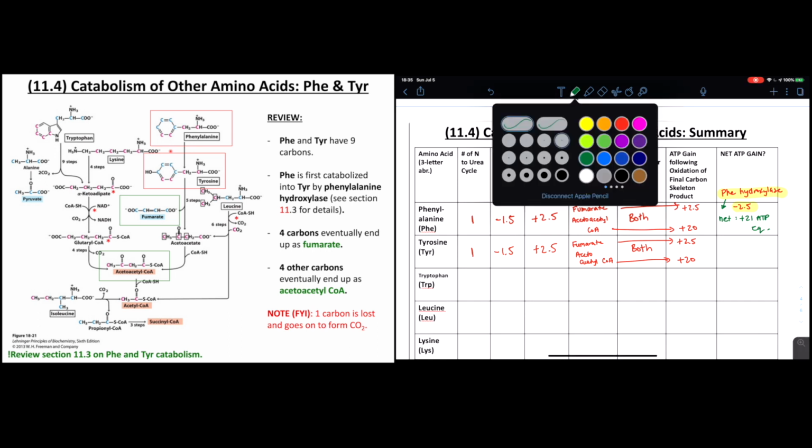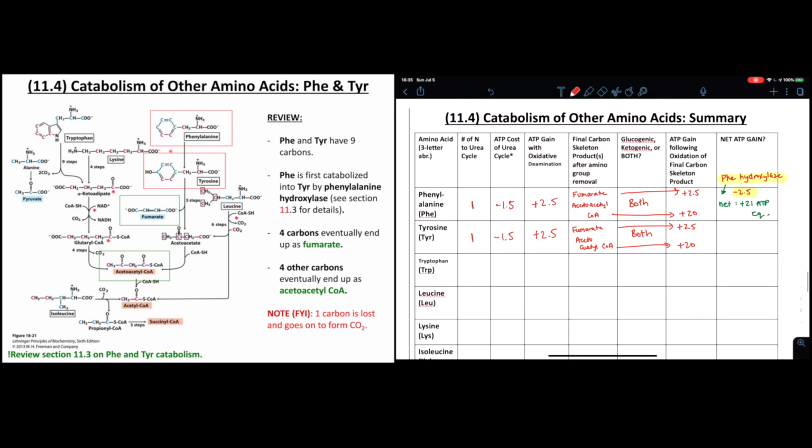What about tyrosine, right? Tyrosine is a little bit different because it's basically the same pathway, but we don't have phenylalanine hydroxylase. So by that account, it should be 2.5 more. So we have no phenylalanine hydroxylase here that's going to be used. And so our net is plus 23.5 ATP equivalents. Okay, so that's phenylalanine and tyrosine.